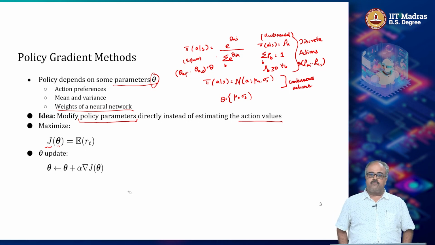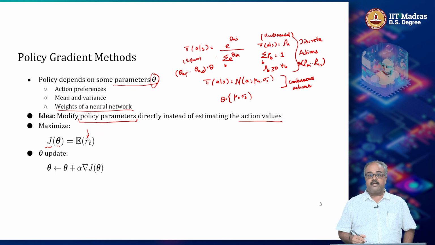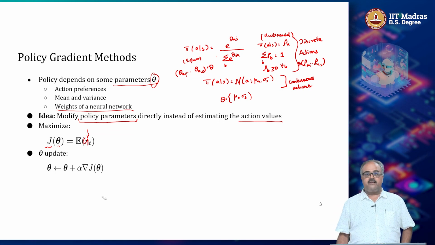So the first thing I have to do is define this performance metric. In some sense you can think of this as the expected total reward that you will get, or in some sense you can say expected G_t as well.